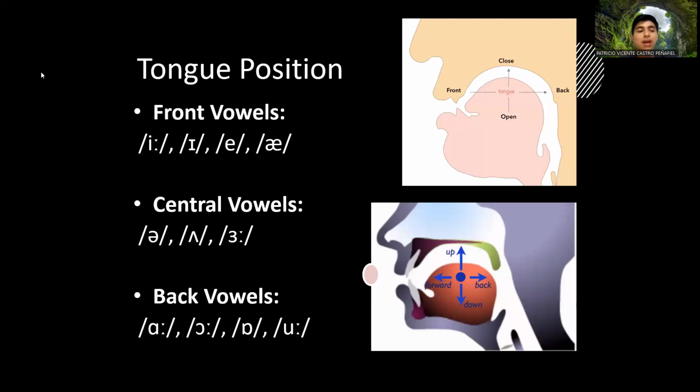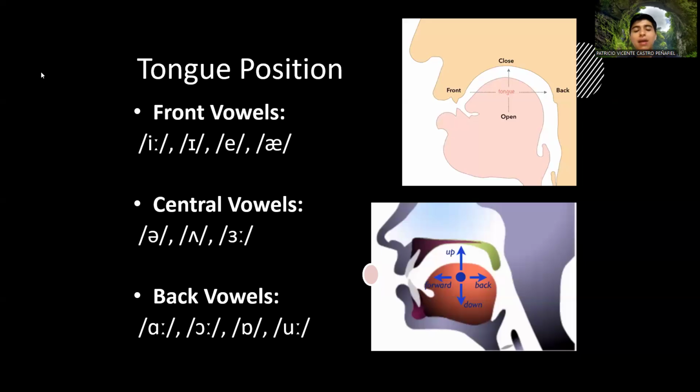Okay, we have front vowels. For example, when we pronounce sit, ten, or cat. What happens here? These vowels use the front of the tongue. Actually, we also have central vowels like when we pronounce go, that, or girl. Okay, what happens here? These vowels use the middle of the tongue.